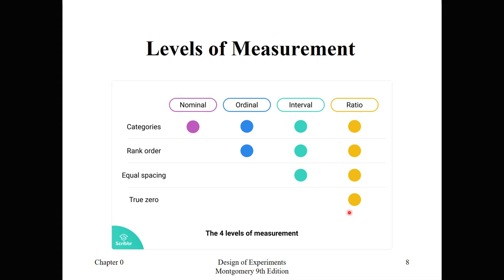Same thing with height. So weight and height are great examples of ratio data in that they have categories, they have rank order, they have equal spacing. 1 inch to 2 inches is the same difference between 98 inches to 99 inches. But they also have a true zero. That is, if we're measuring something, it can't go to a negative number, whereas in an interval they can.